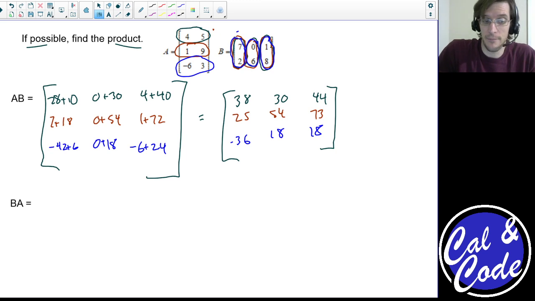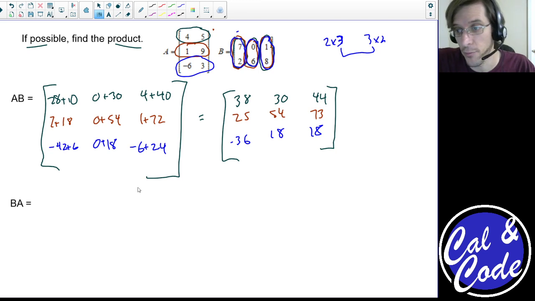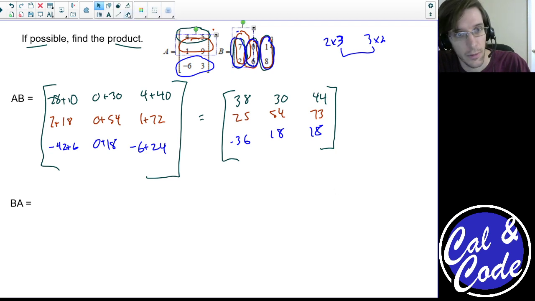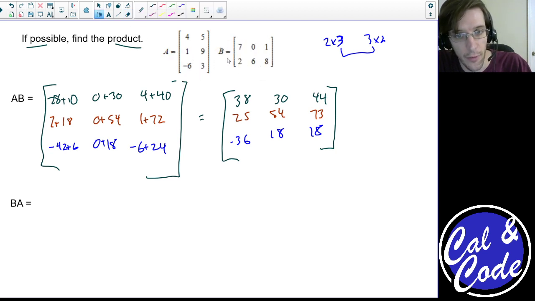Now the question is, can I multiply B times A? Remember, B is a 2 by 3, A was a 3 by 2, and again, their inner dimensions match, so I am able to multiply these two matrices together. So again, I'm going to do it in the opposite way. So we're going to erase our little rows and columns here. This time I'm taking the rows in B and multiplying by the columns in A.